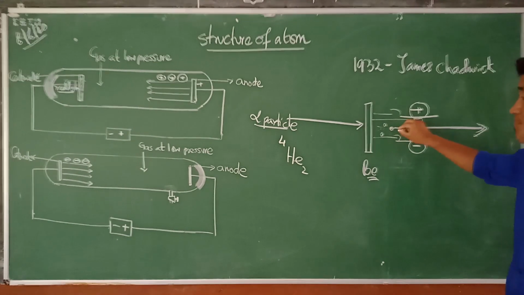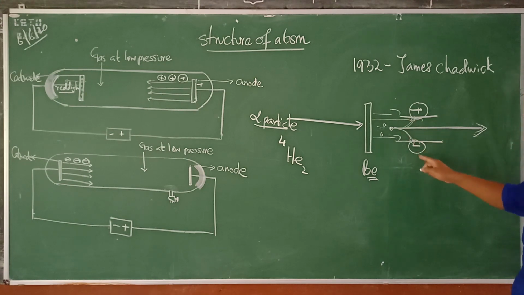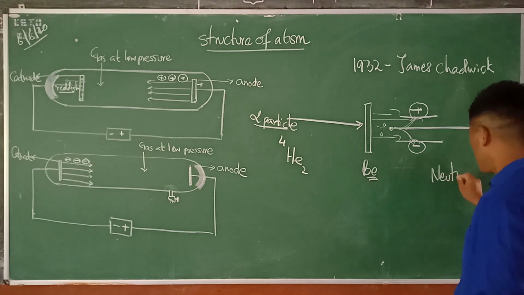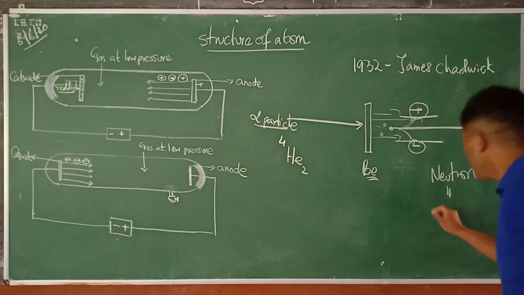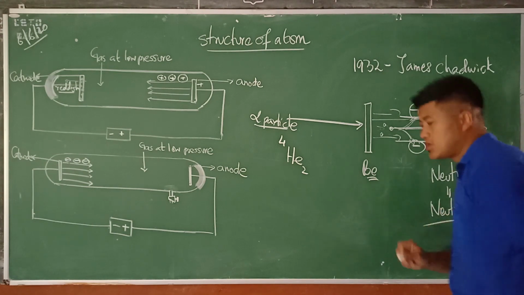But these mysterious particles are neither attracted toward the positive side, nor moving toward the negative side, but instead they go in a straight path. What does that mean? They are neither positive nor negative. So he named them neutral, which has some mass, but their charge is totally neutral.